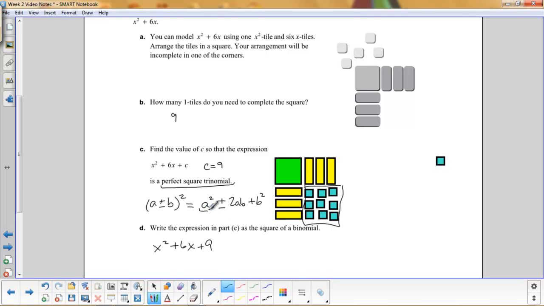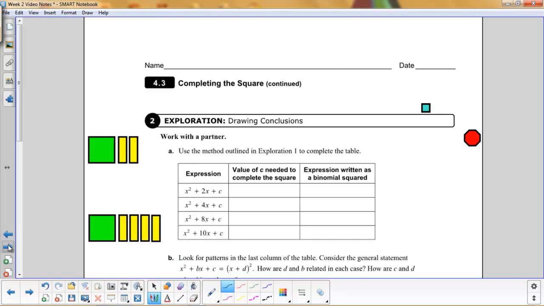If a squared is x squared, then a is the square root of x squared, which is x. If b squared is 9, then b is the square root of 9, which is 3. And the square of a binomial is x plus 3. So you're going to use that understanding to help you work through exploration number 2.